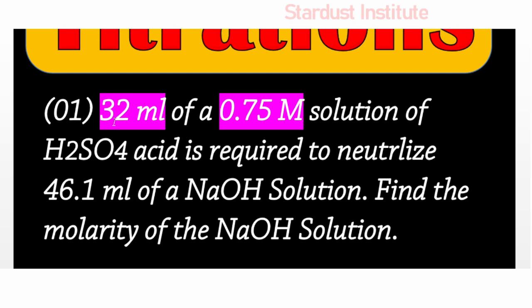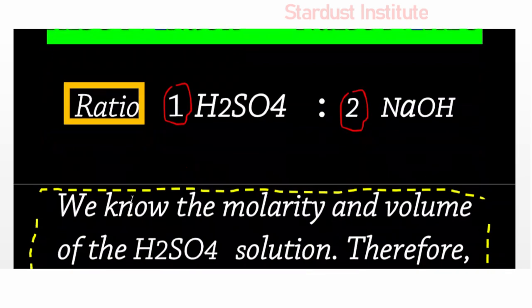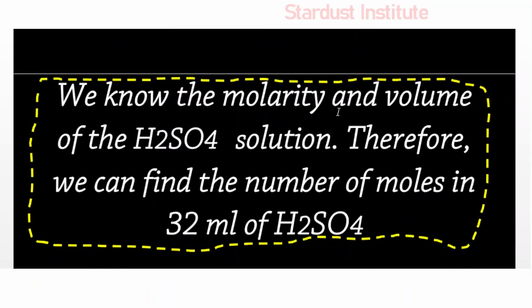We know volume, 32 milliliters. We know molarity of the sulfuric acid solution. Now we can find in 32 milliliters of the sulfuric acid solution how many moles of H2SO4 are there. Let's find it. We know the molarity and volume of the sulfuric acid solution. Therefore, we can find the number of moles in 32 milliliters of sulfuric acid.